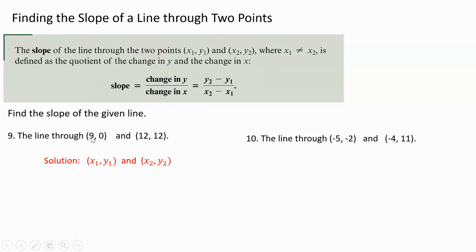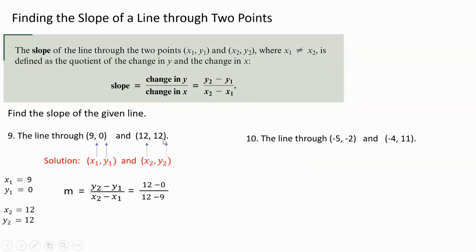So since the first point is 9, 0, I'm going to call it x1 and y1. And since the second point is 12, 12, I'm going to call it x2 and y2. So if you notice, I put here on the left side, x1 is equal to 9, y1 is equal to 0, x2 is equal to 12, and y2 is equal to 12. So let's put our formula.